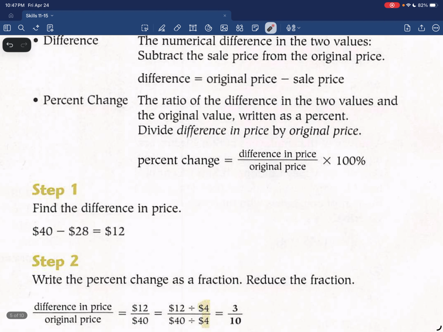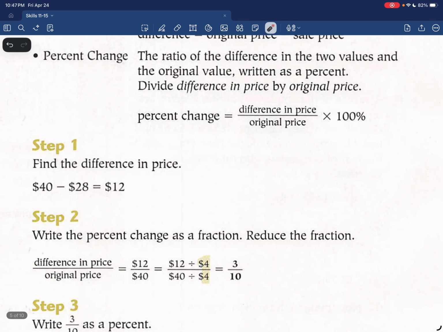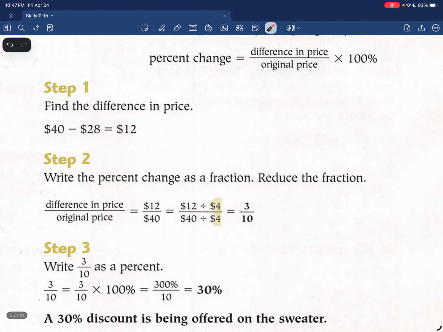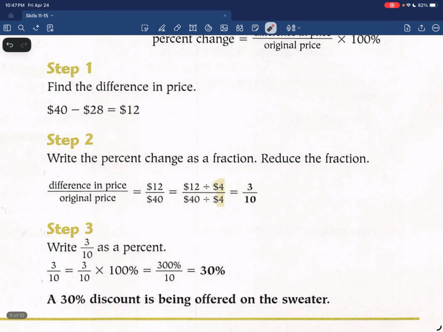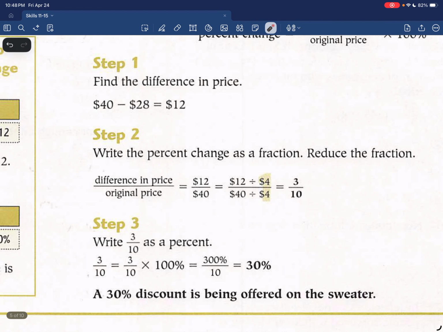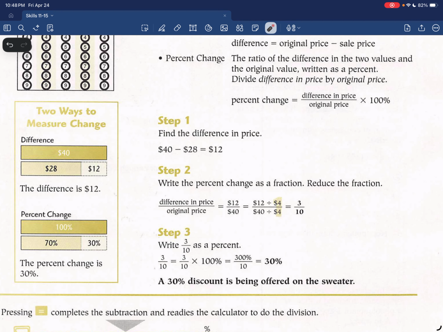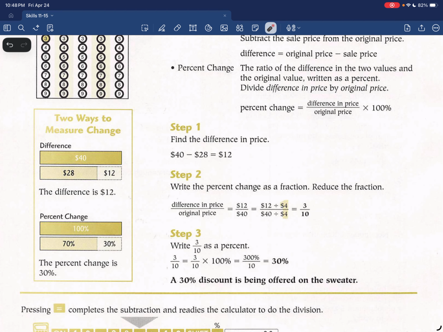So step 1 was to find the difference in price, which we did. We subtracted to get 12. They did theirs a little bit differently. They reduced the fraction down to 3/10 and then turned it into a percentage. That method works just fine if that makes sense to you.